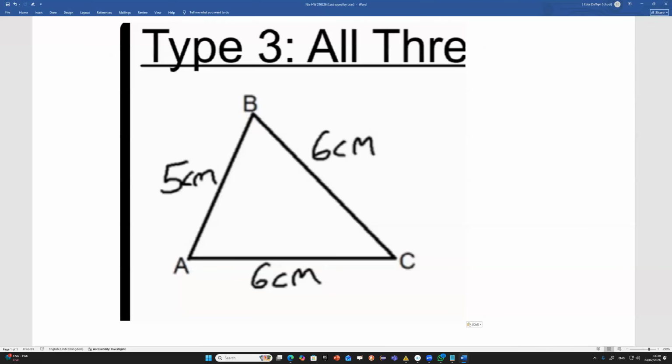And then I can see this is my triangle ABC. And you can measure it to verify. That's 5 centimeters, 6 centimeters, and 6 centimeters. Is that okay? 6 centimeters. Yeah. Good. That's all fine. Brilliant.